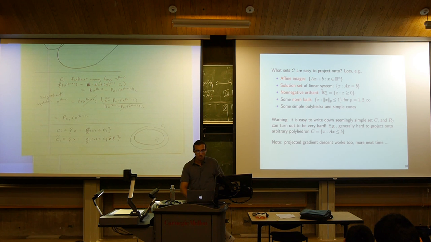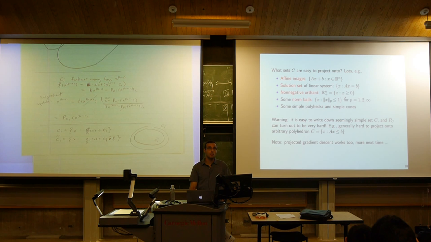The non-negative orthant is a very easy set to project onto, right? If you give me any vector and I want to see what's the closest vector with all positive components, then I just look at each component and I either keep it or I set it to zero if it happens to be negative. Just basically apply the positive part to every component of my vector.